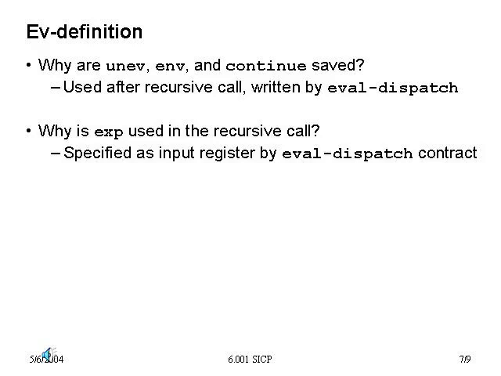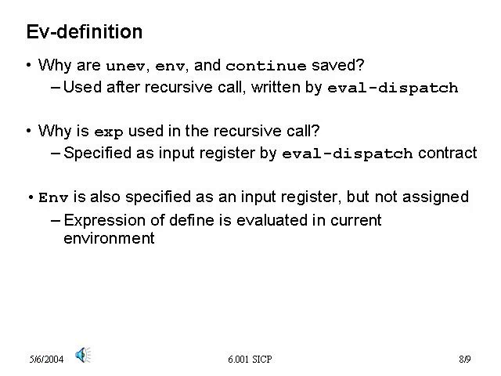Second, why did we use exp in the recursive call? Well, again, we're relying on the contract from eval dispatch. It expects the expression to be evaluated in exp. So we need to move that part of the definition, that expression part, into exp so that we can guarantee when we come back the right answer is in val. That's what eval dispatch is expecting. Now we also know that eval dispatch expects env to be set up. It should have an environment in there.